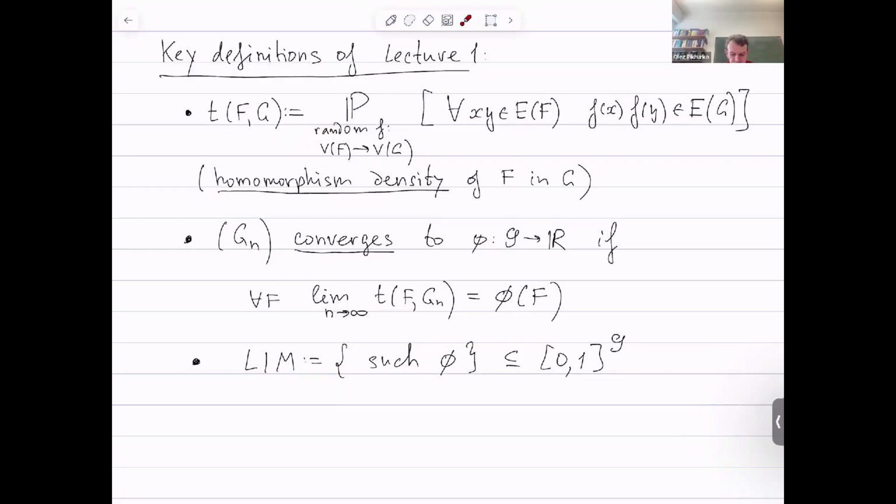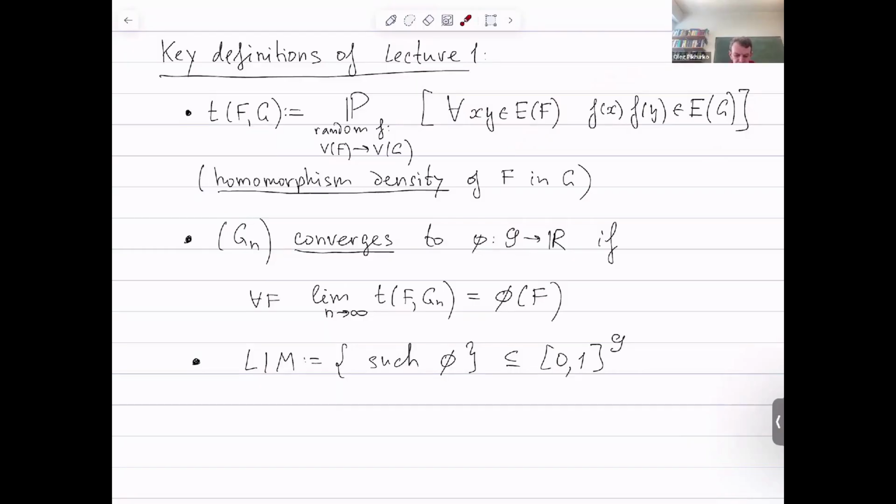So you look at all possible maps from vertices of F to vertices of G, and you allow two vertices to be mapped to the same point. It's fine. They're not necessarily injective. And then this density is the probability that every edge of F, here xy, is mapped to an edge of G. So you ask, if you take a random map, how likely it is to be a homomorphism. Homomorphism meaning mapping edges to edges.